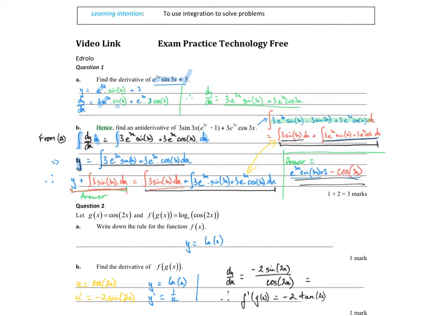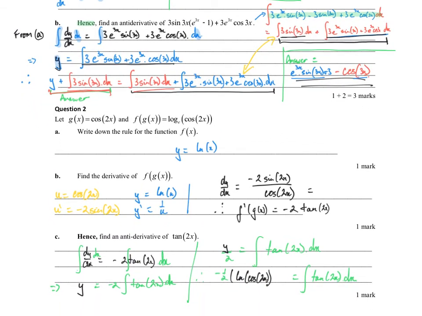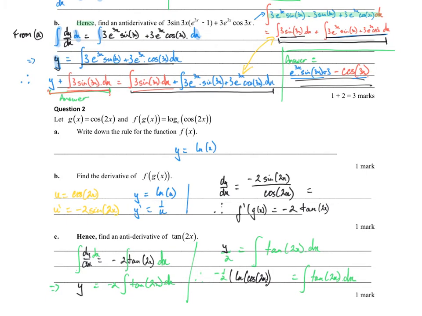We do something similar for question 2. So first things first, write down a rule for function. So we've written it instead as a composite function, isn't it? So the internal function, if you like, is cos 2x. The external function is natural log of x. So f of x is the outside function. So f of x, well, actually, there's a little error there, isn't it?